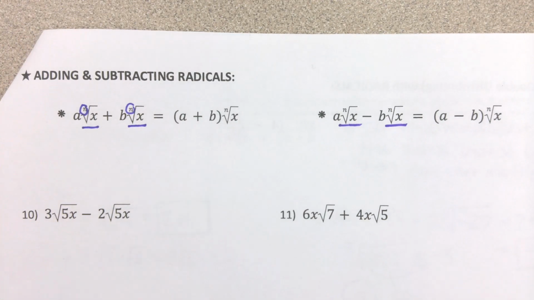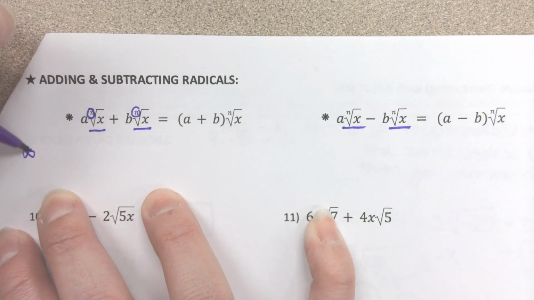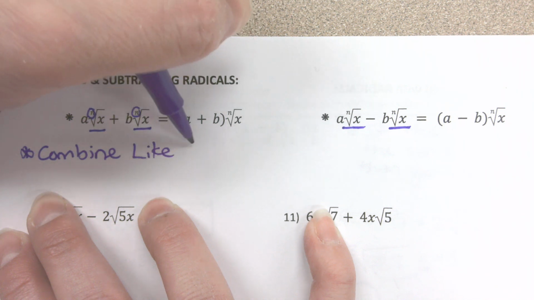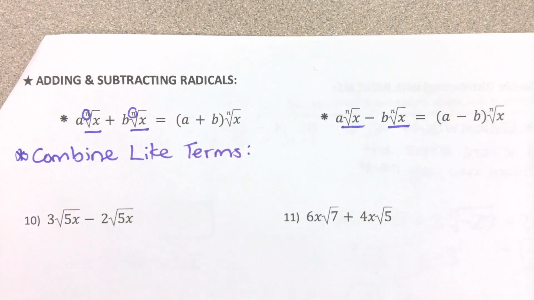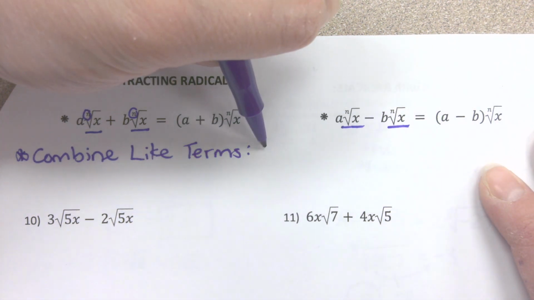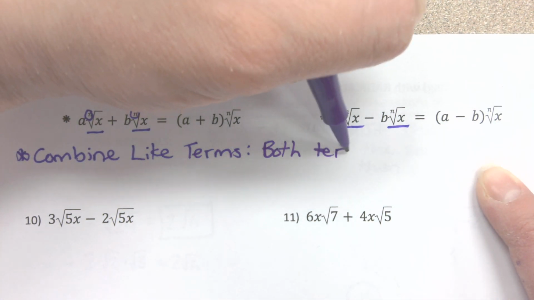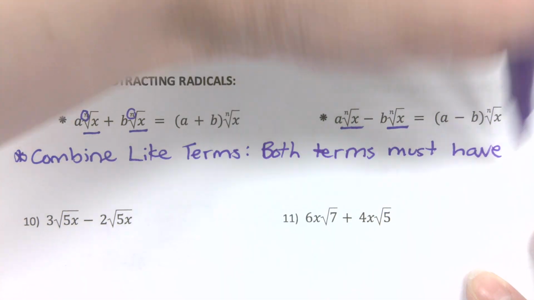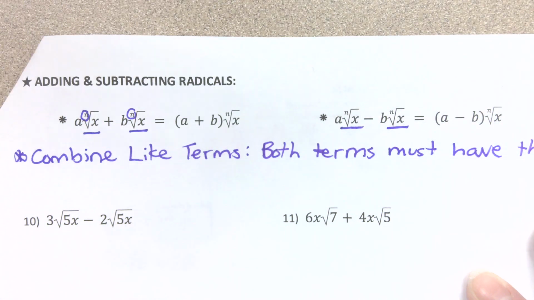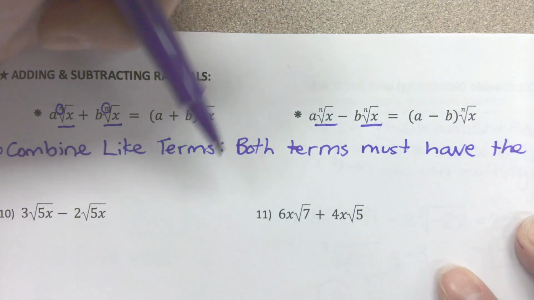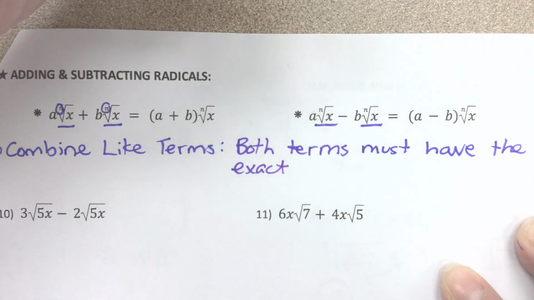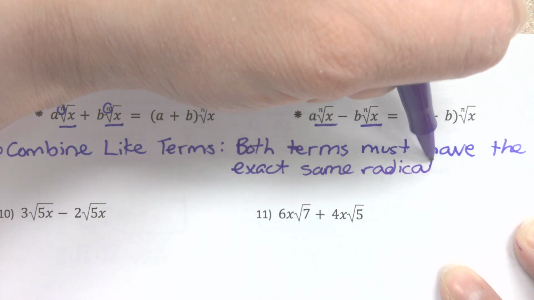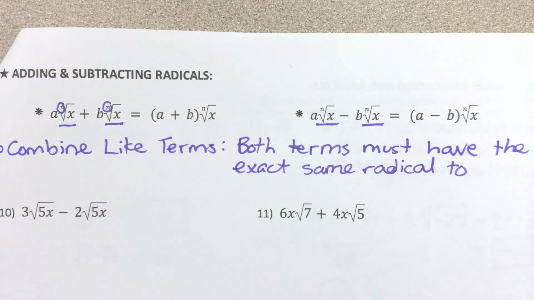Just like the others, I'll write a little explanation about that. Once again, all we're really doing here is combine like terms, whether that is adding or subtracting or a combination. Both terms must have the exact same radical to add or subtract.